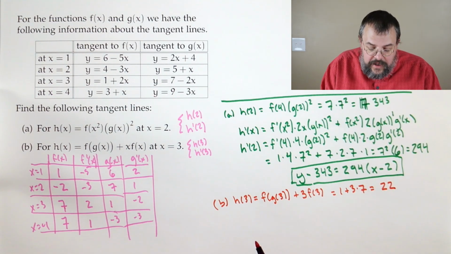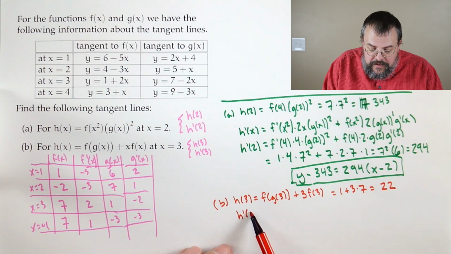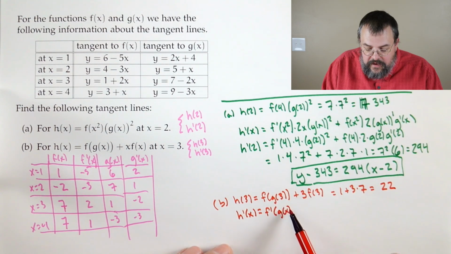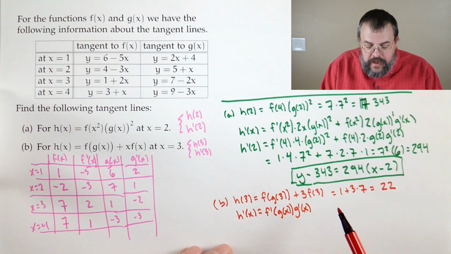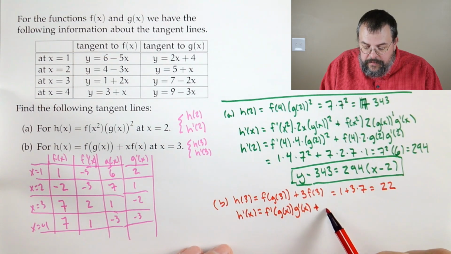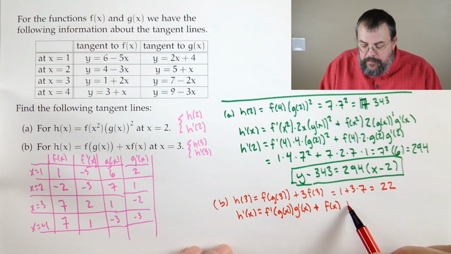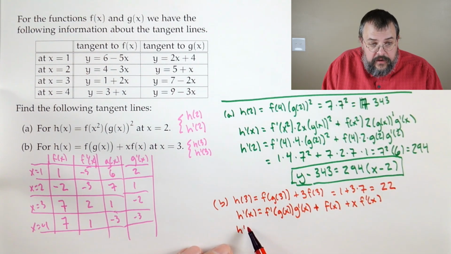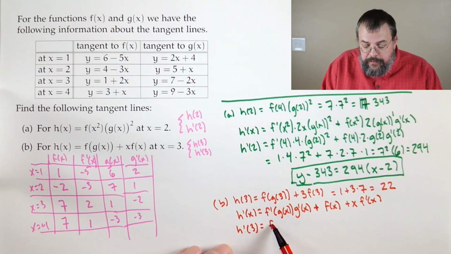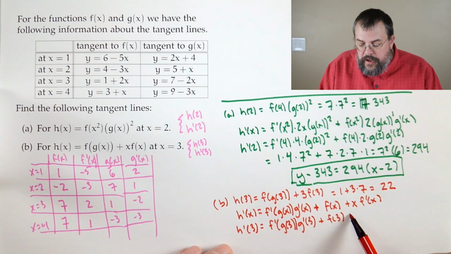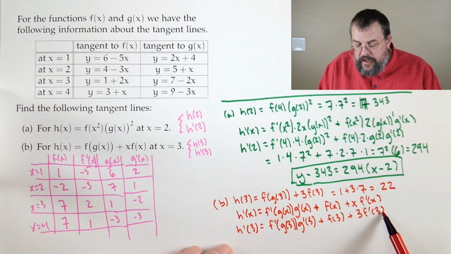Okay, now take a derivative. h prime of x is f prime of g of x times g prime of x, plus product rule: derivative of the first is 1 times the second, so plus f of x, plus the first times the derivative of the second. Now we're going to plug in 3. So h prime of 3 is f prime of g of 3 times g prime of 3 plus f of 3 plus 3f prime of 3.